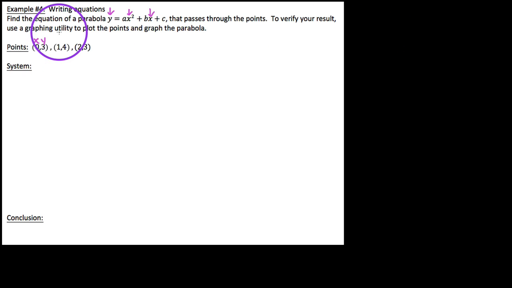We want to say, if I know that these are 3 points that are on my graph, then let's plug them in and come up with 3 separate equations where we don't know a, we don't know b, we don't know c, but that doesn't mean we can't solve a system and figure them out. So let's go ahead and start with this.